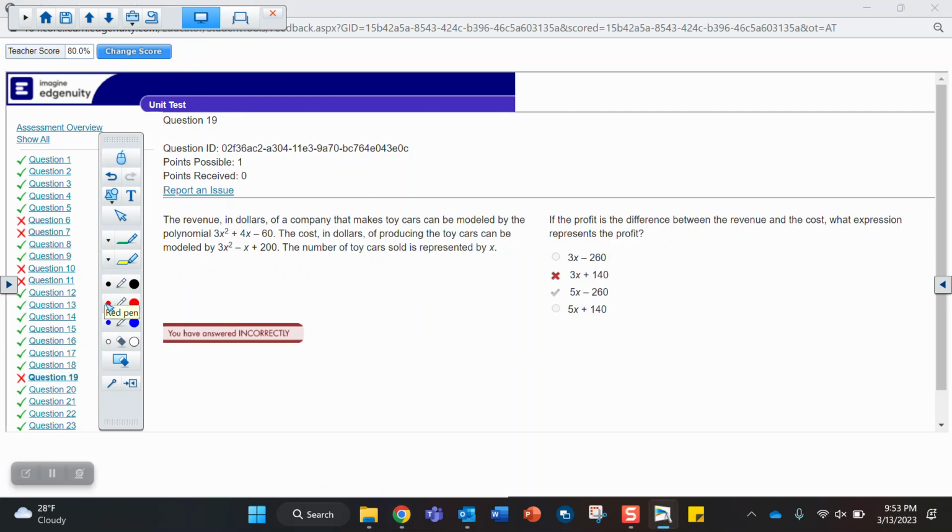Let's see, the revenue in dollars of a company that makes toy cars can be modeled by this polynomial. The cost of producing the cars can be modeled by this. If the profit is the difference between revenue and cost, what expression represents the profit? So we're taking the revenue minus the cost. So the revenue was the first expression, and then we're subtracting the cost.